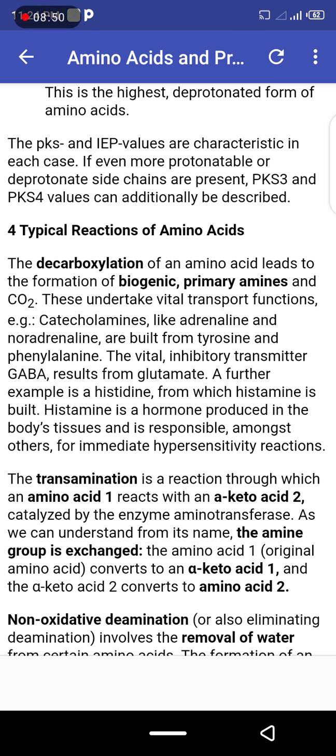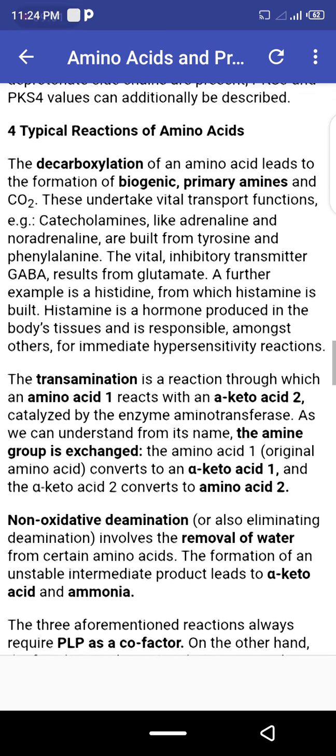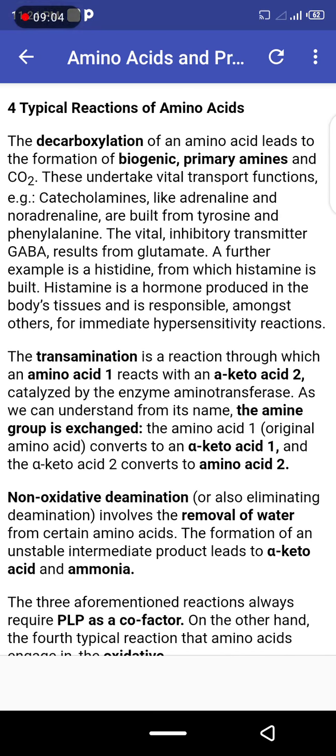A typical reaction of amino acids is decarboxylation, where the decarboxylation of an amino acid leads to the formation of biogenic primary amines and CO2. These undertake vital transport functions, e.g. catecholamines like adrenaline and noradrenaline are built from tyrosine and phenylalanine. The vital inhibitory transmitter GABA results from glutamate. A further example is histidine, from which histamine is built.